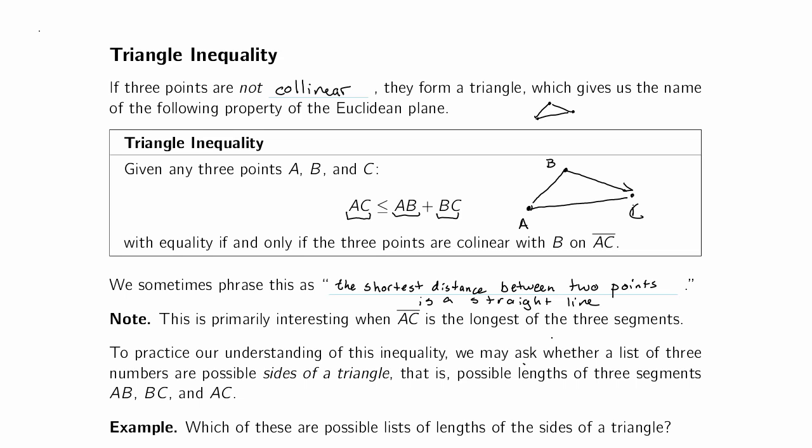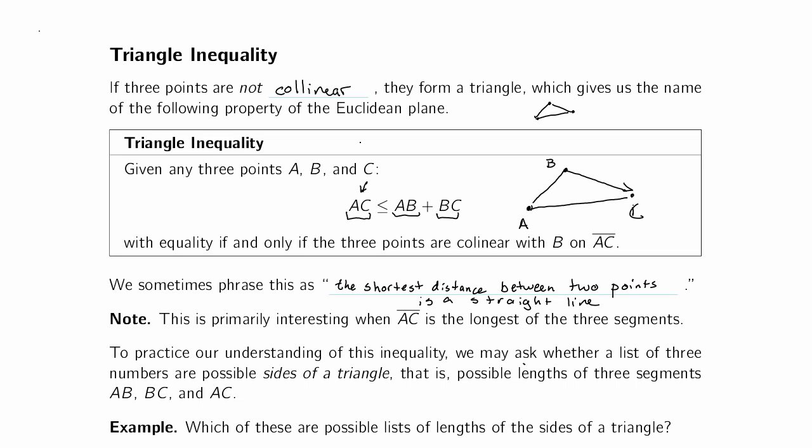And it's primarily interesting to us if AC is the longest of the 3 line segments. Because of course, if one of AB or BC is longer than AC, well, of course this sum is going to be longer than AC. So it's really primarily interesting if AC is the longest of the 3 line segments.